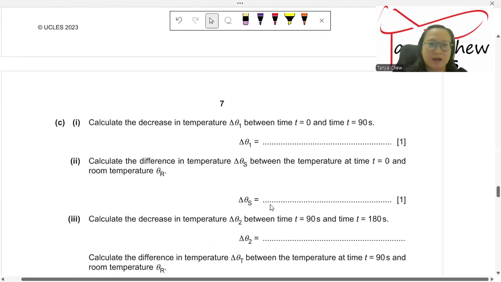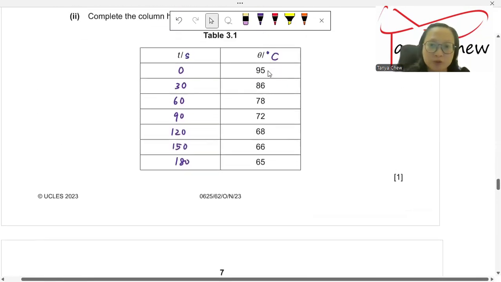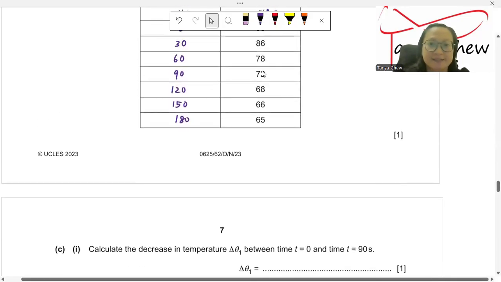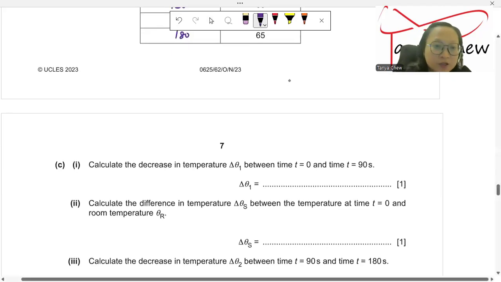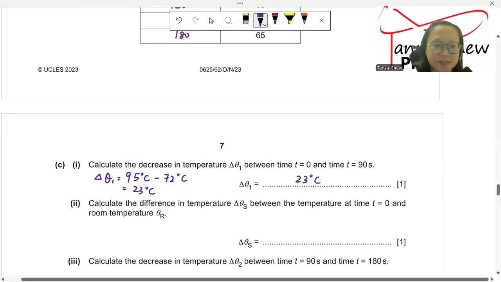Now, C part 1, calculate the decrease in temperature delta theta 1 between time equal to 0 and time equal to 90 seconds. Time equal to 0 is 95 degrees Celsius and time equal to 90 seconds is 72 degrees Celsius. So delta theta 1 is equal to 95 degrees Celsius minus 72 degrees Celsius. So the answer is 23 degrees Celsius. So I'm going to write here 23 degrees Celsius is the answer.